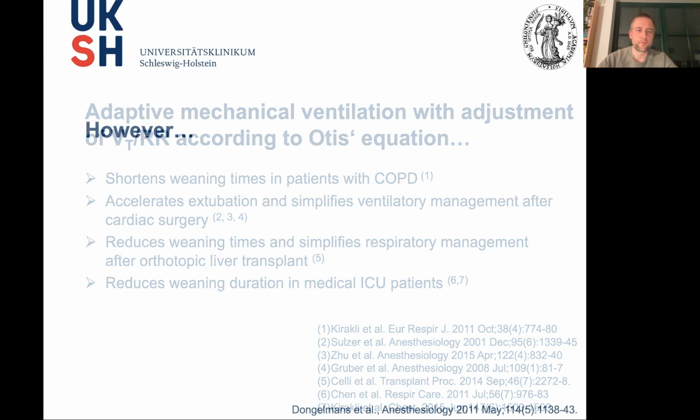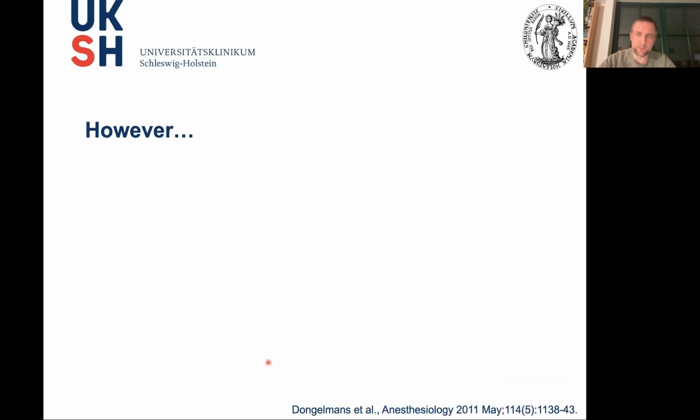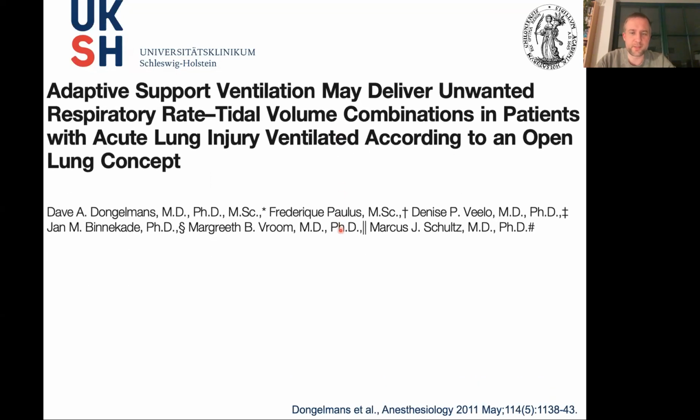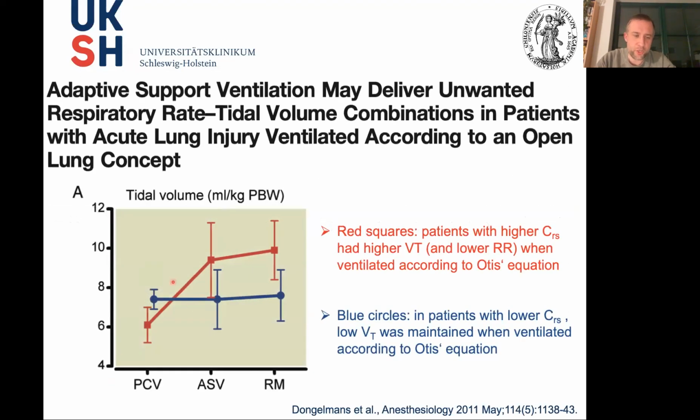However, there has been criticism, obviously, and one criticism that I'm picking out arbitrarily here is this publication by Dongelmans and co-workers published in Anesthesiology in 2011, where they said that adaptive support ventilation may deliver unwanted respiratory rate tidal volume combinations in patients with acute lung injury ventilated according to an open lung concept. So what does this mean? They had some patients that were on pressure controlled ventilation. They had ARDS, as we would say today, according to the Berlin definition.